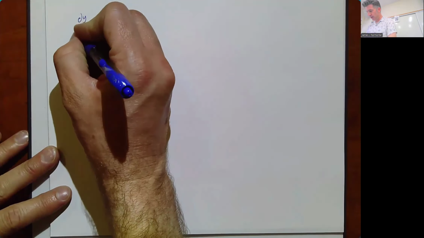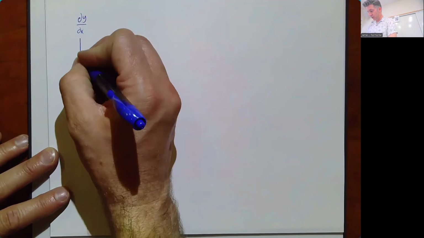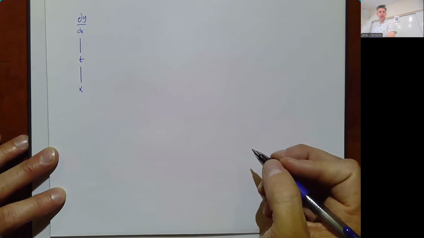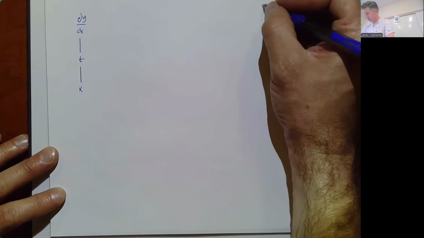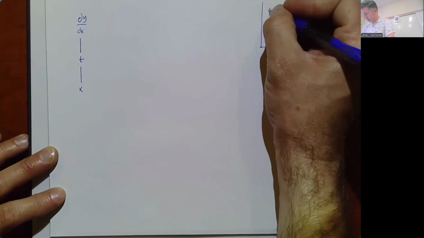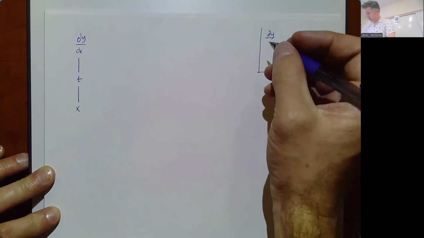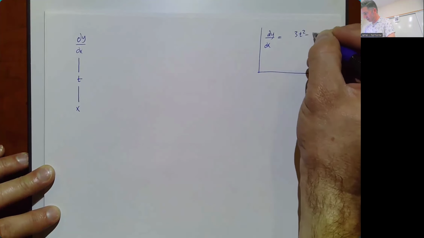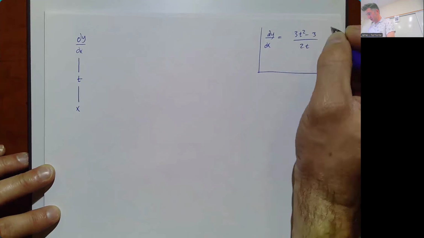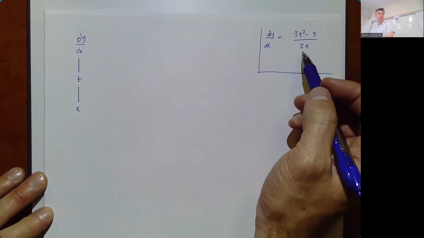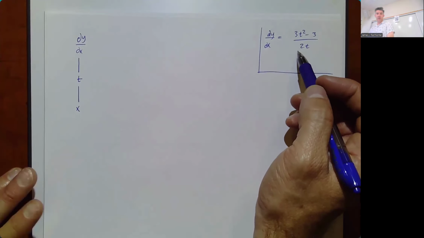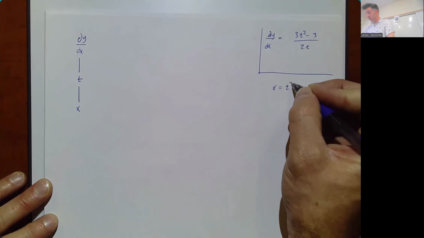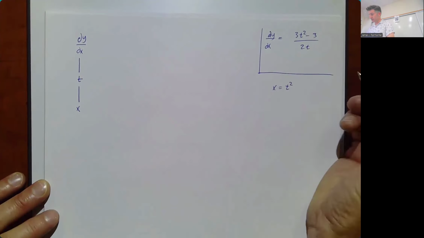So again, I'll remind you, dy dx is a function of t, and t can be thought of as a function of x. And from last time we had dy dx equal to 3t squared minus 3 over 2t. So literally a function of t. And t is a function of x, right? We had x equal to t squared, so you certainly could solve for t as a function of x.